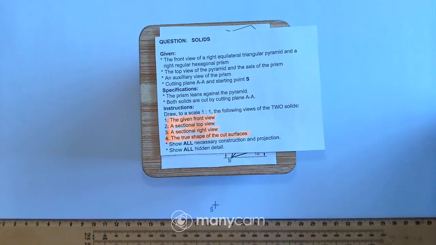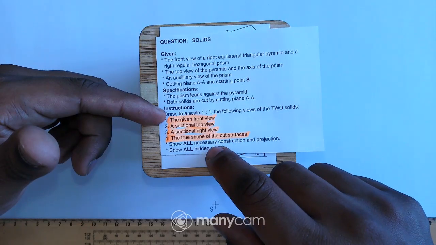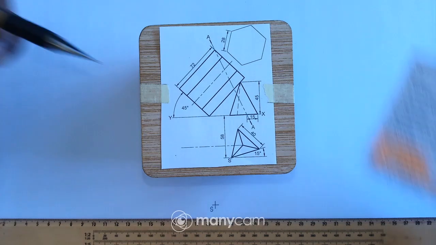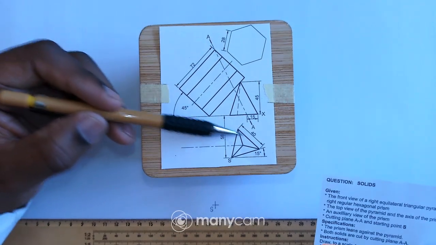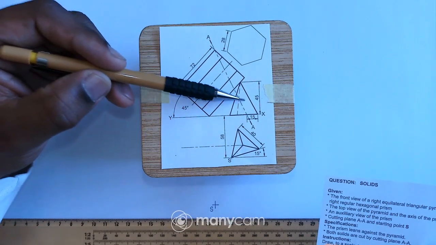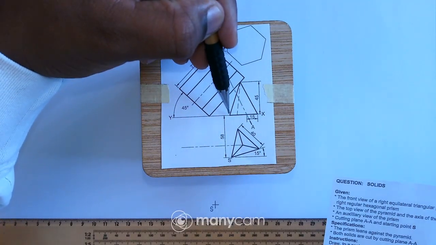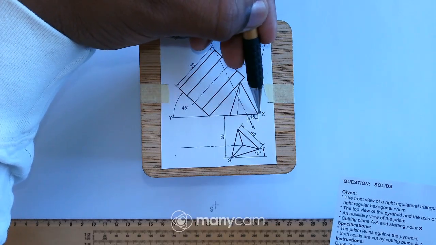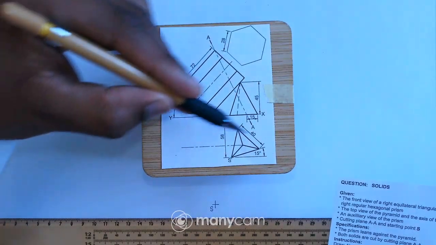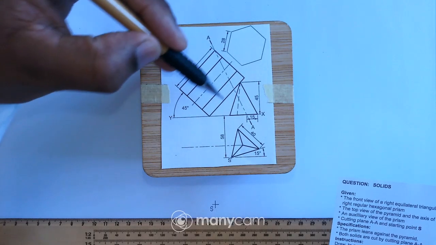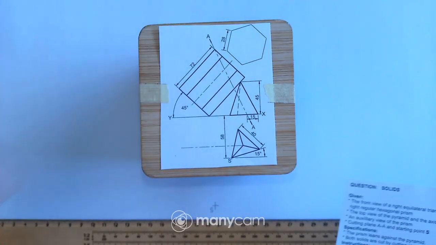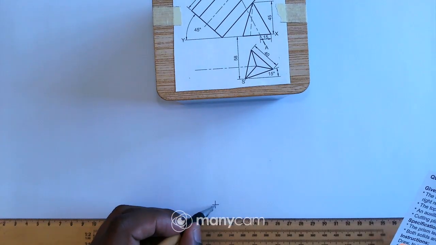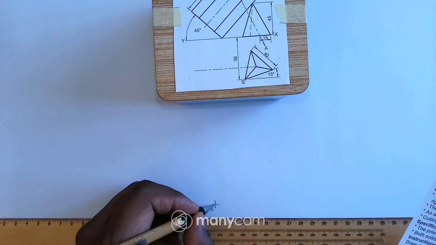So I'll start with the given front view. But for me to draw the given front view, I'll have to draw this top view of the pyramid, because we are not given the measurement from here to there. So the length of the base is not given. So that means I'll have to start by drawing this first, and then I'll draw the front view of the two solids. Obviously I'll have to start there on point S.